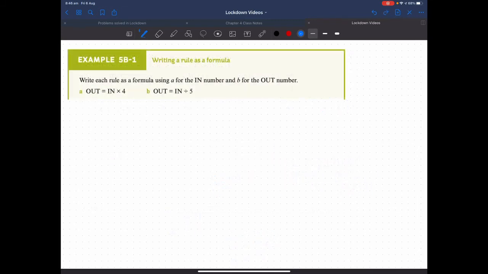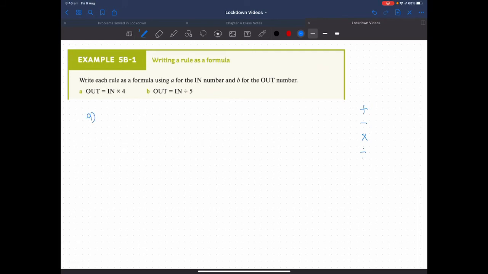The next part gets us to write a formula. There are 4 symbols to be aware of. Plus, we add things. Minus, we subtract things. Times, we multiply. And divide. So, in this particular example, they're only using times and divide. So we're going to look at part A.